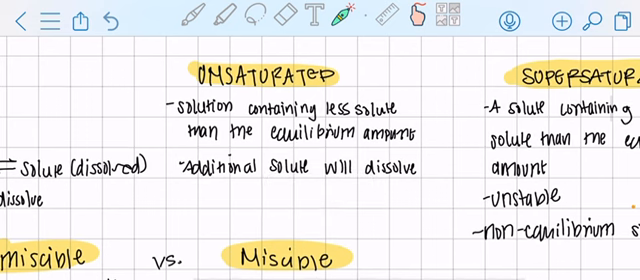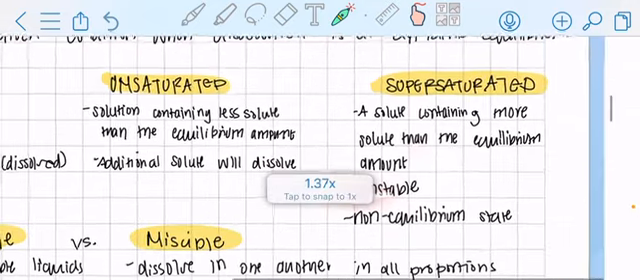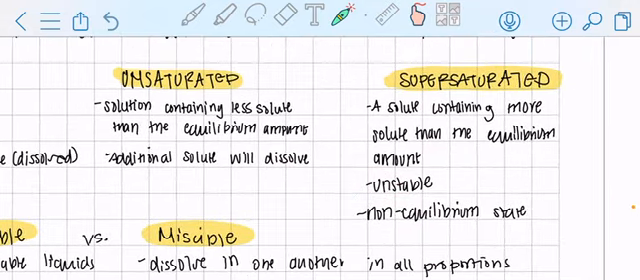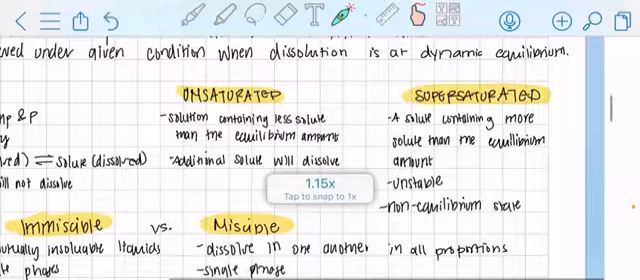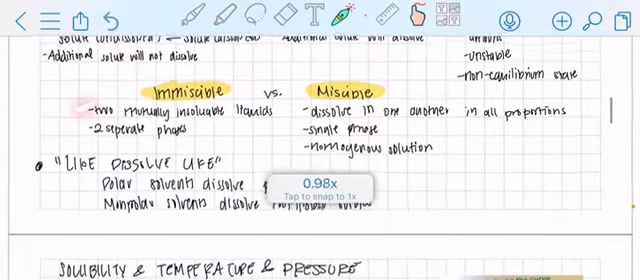Unsaturated solutions are solutions containing less solute than an equilibrium amount. Additional solute will dissolve. Supersaturated solutions, meaning more than saturation, contain more solute than the equilibrium amount. It is unstable and it is in a non-equilibrium state.